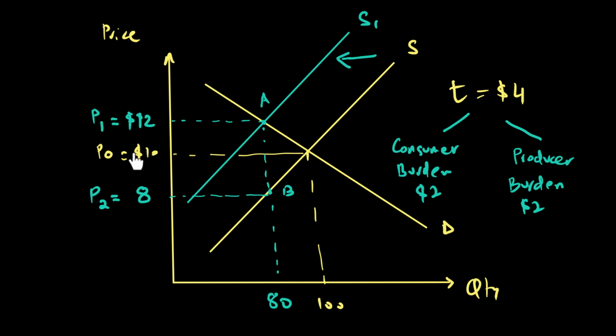On the other hand, the producer was getting 10 before, but now after tax he's not getting 6, he's only getting 8, which means he's paid $2 of that tax, which was a total of $4.